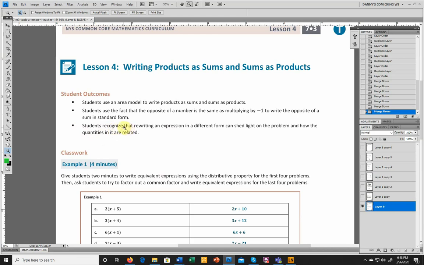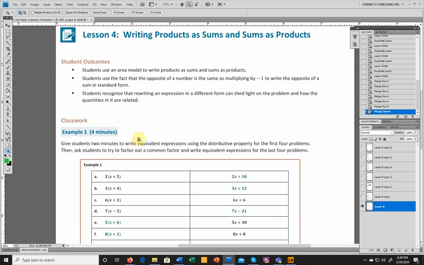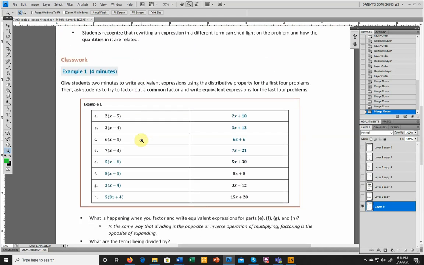You're going to learn to recognize that rewriting an expression in a different form can shed light on the problem and how the quantities in it are related. So let's look at example 1 here.